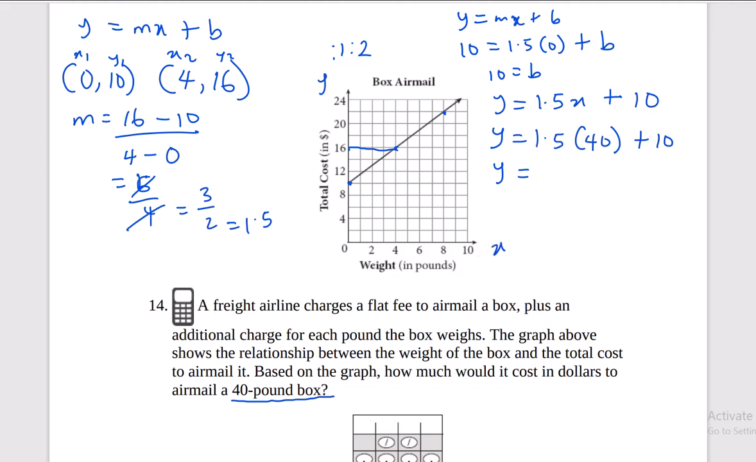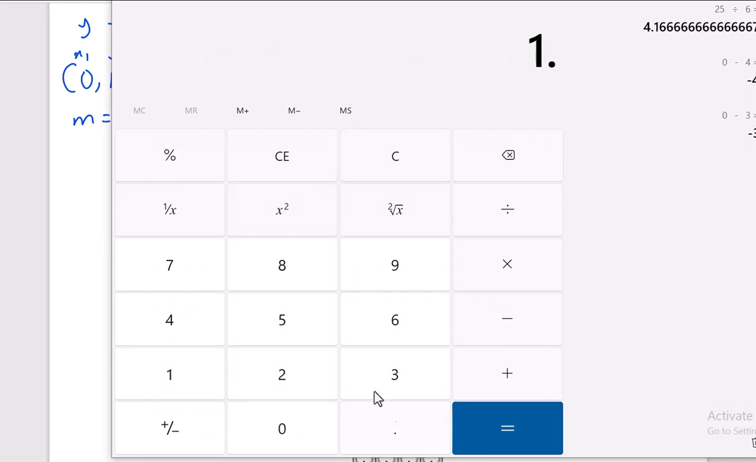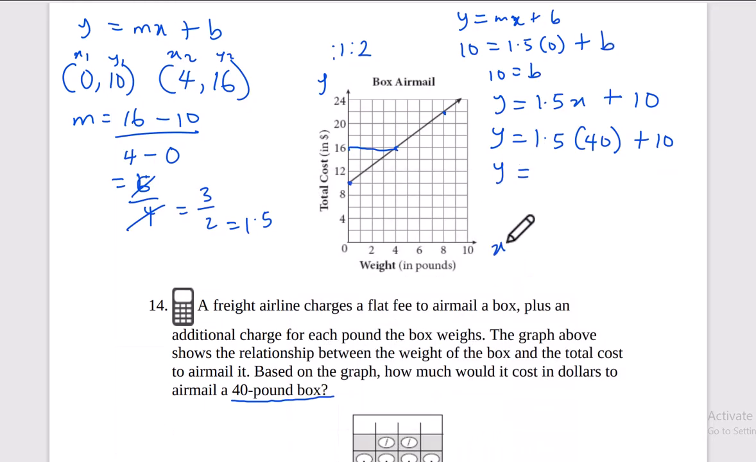This is a calculator question. Let's use the calculator. But even if it wasn't, we'd still have to use the calculator. Okay, so 1.5 multiplied by 40, 60 plus 10, that's 70. So 60 plus 10, and y is equal to 70. So it will cost $70 to mail 40 pounds. It makes sense, because if mailing 8 pounds will cost about $22, it makes sense now.